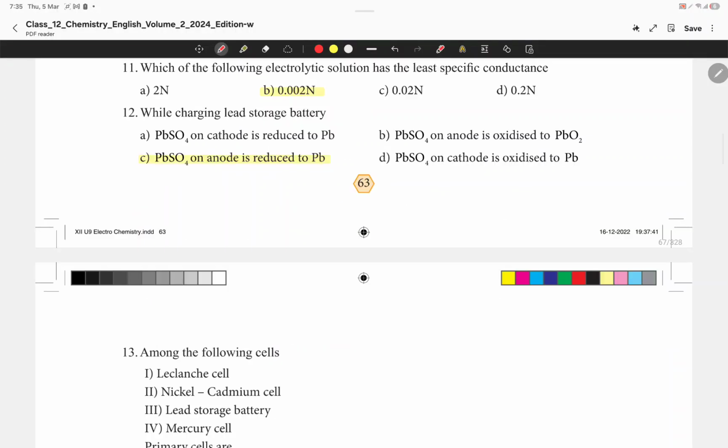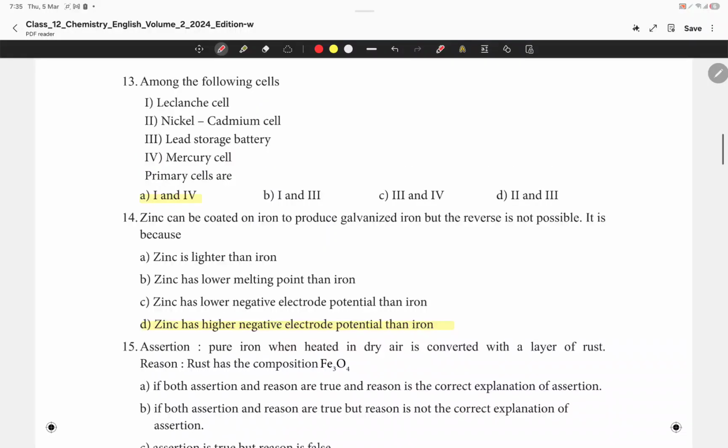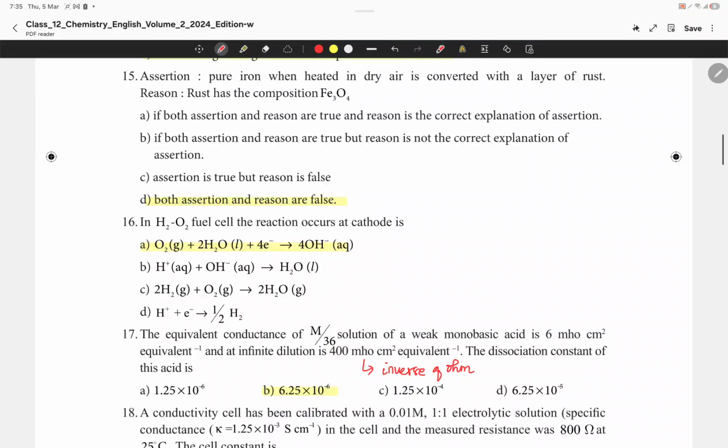Which of the following electrolytic solutions has the least specific conductance, 0.002 N? While charging a lead storage battery, PbSO4 on the anode is reduced to Pb. Among the following cells, primary cells are Leclanché cell and mercury cell. Zinc can be coated on iron to produce galvanized iron, but the reverse is not possible. It is because zinc has higher negative electrode potential than iron.